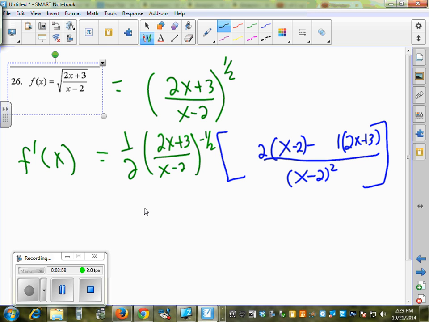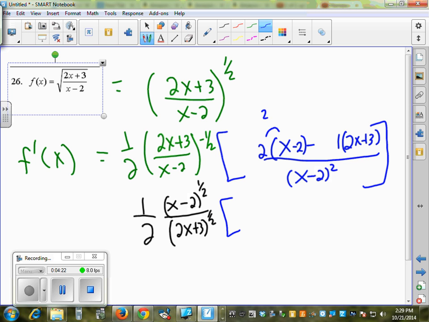And now we can go ahead and start finishing things up. Notice this is a negative exponent. That means we can flip things over and the exponents become positive. Distribute 2x minus 4 minus 2x minus 3. That gives you -7 over x minus 2 squared.